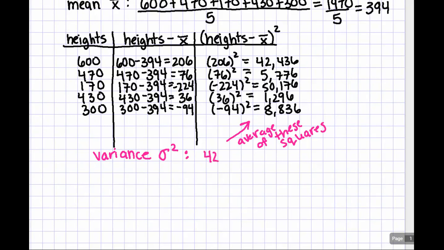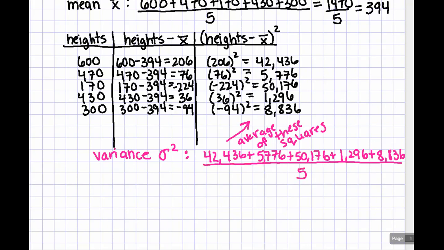So we take 42,436, add it with 5,776, add it with 50,176, and with 1,296, and 8,836, and we divide by 5, okay, because we're averaging it. We have 5 items.